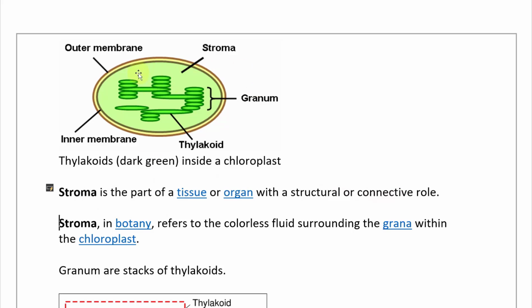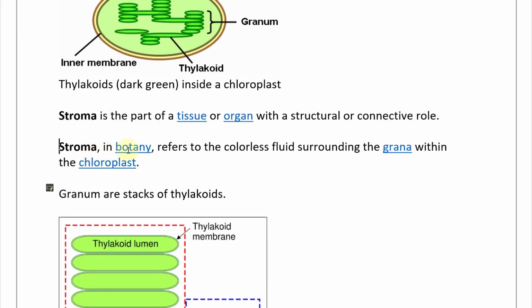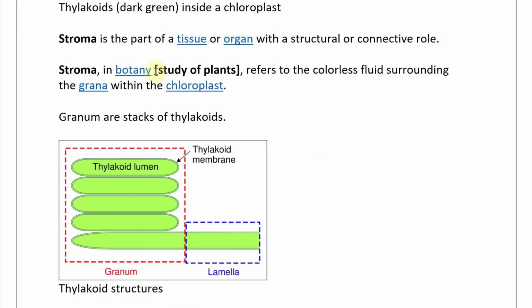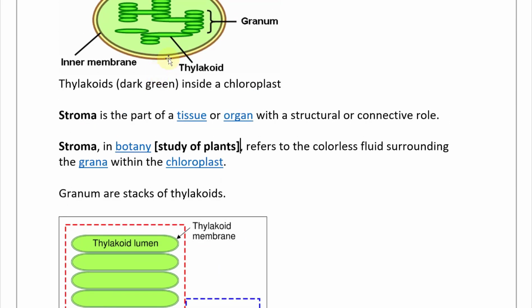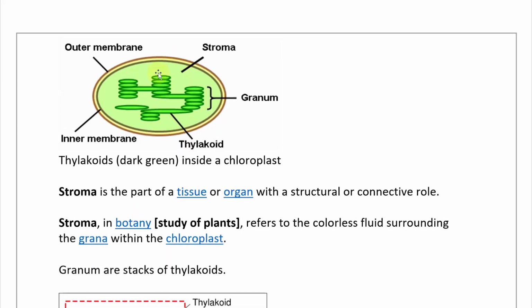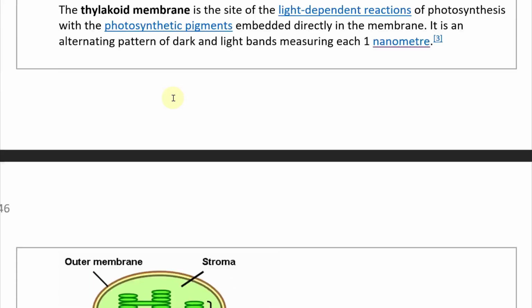So that's this inside over there. And specifically in botany, it refers to the colorless fluid surrounding the grana within the chloroplast. And botany is just the study of plants, as I alluded to earlier, or plant biology. So yes, that's this over there, the stroma.